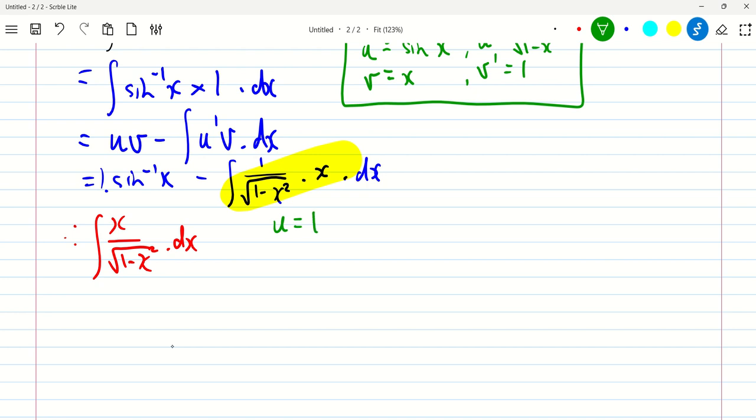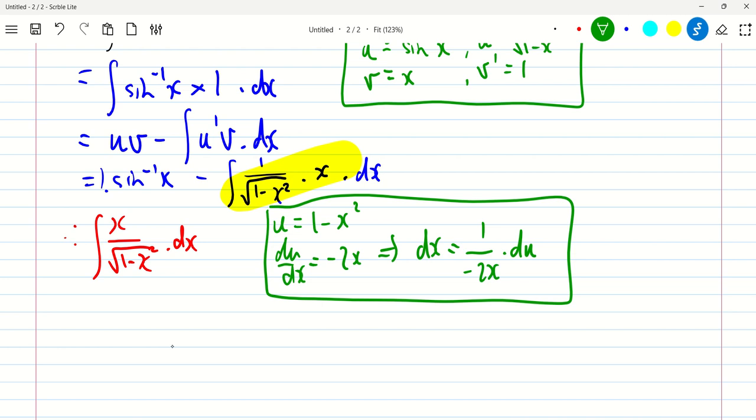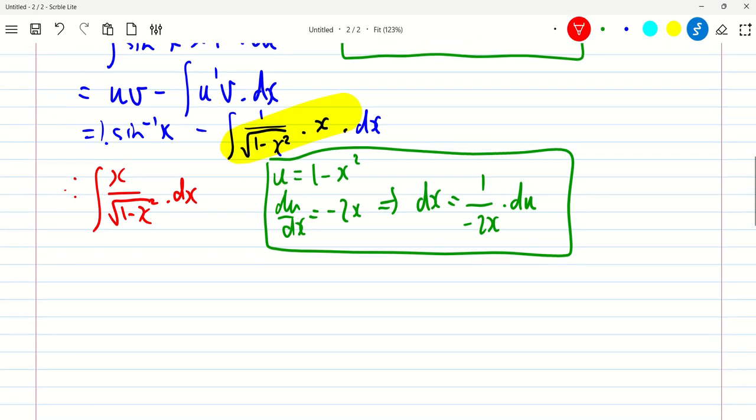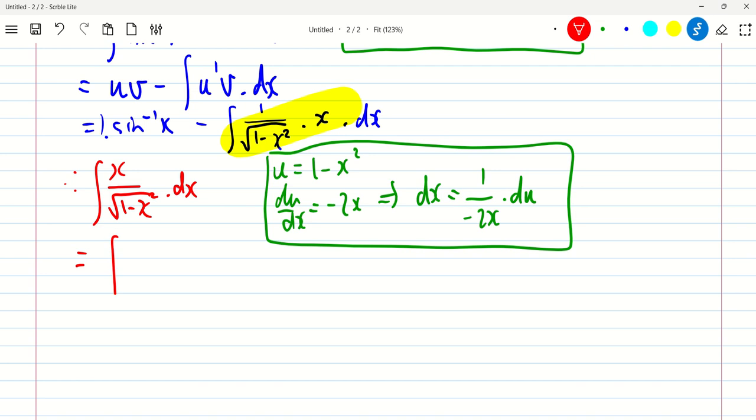If I let u equal 1 minus x squared, then du dx equals negative 2x, which means that dx is equal to 1 over negative 2x du. Just some working out there. You might do it a slightly different way. That's how I do it. And so that is equal to the integral of x over square root of u, and dx is 1 over negative 2x du.